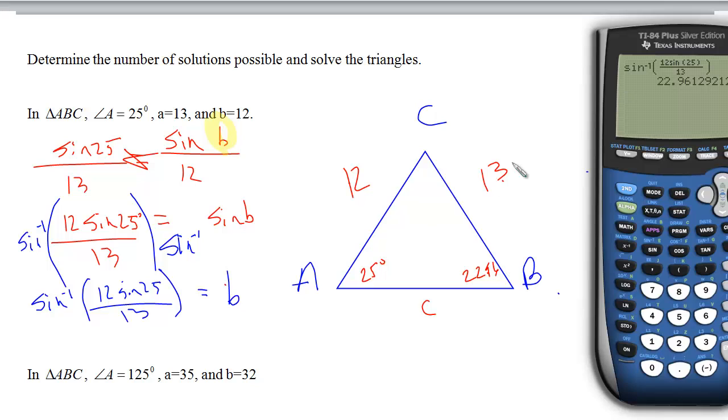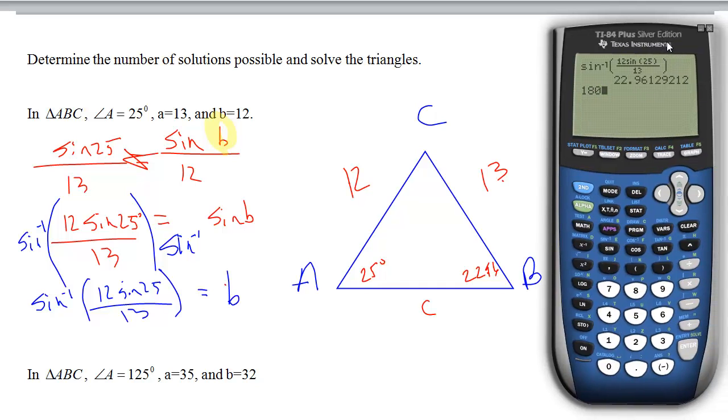So now what we can do is find angle C, because I know that 180 minus 25 minus 22.96, and we can certainly round that to 23, gives me 132.04. I'm going to change that to 132, and we'll round this one up to 23.